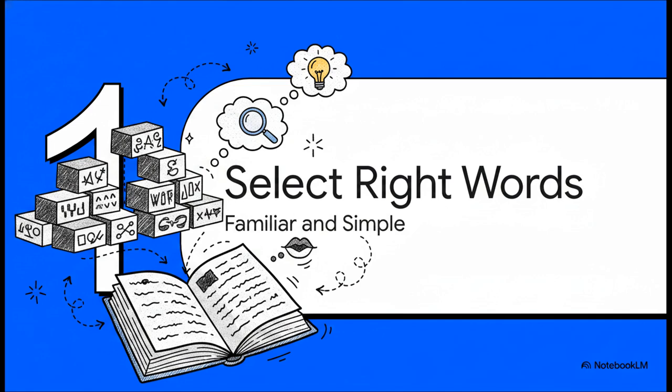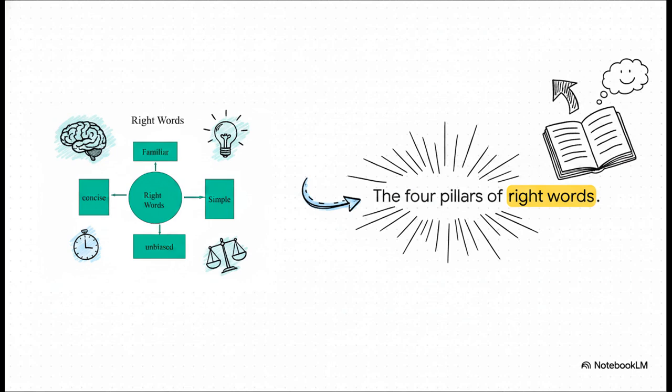Section 1. Selecting the right words. This is step 1 in our toolkit, picking the perfect building blocks. Because, well, everything starts with the words you choose, right? There are 4 main pillars here for selecting words that actually grab and hold your reader's attention. To get your message across effectively, your words absolutely must be familiar, concise, simple, and unbiased. Mastering this core concept makes your writing instantly more memorable.